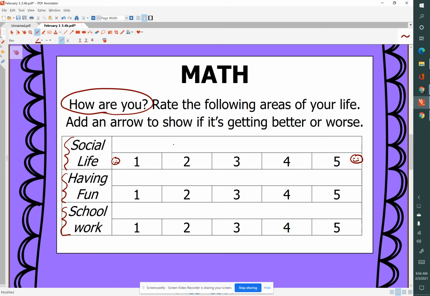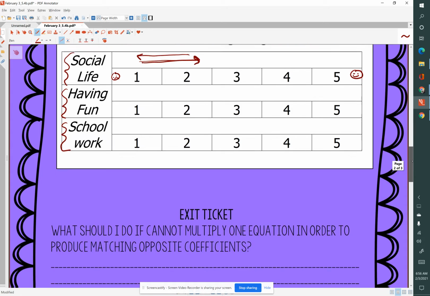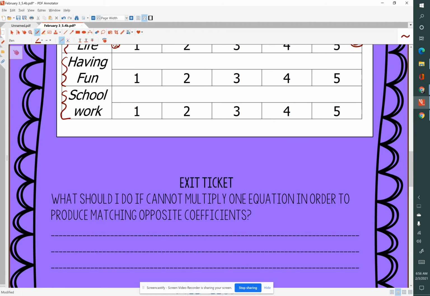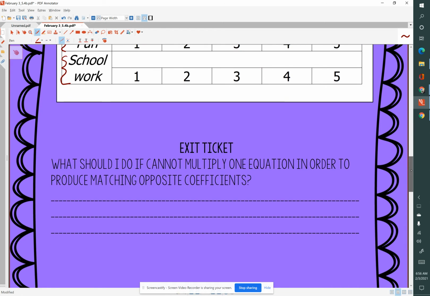And then draw an arrow. Is this something that's improving or not? Which means you need to get yourself going back in the right direction. So go ahead and rate yourself. If you want to talk about that, you can. You could write a sentence if you want. Now, for our exit ticket, we'll get back to that.